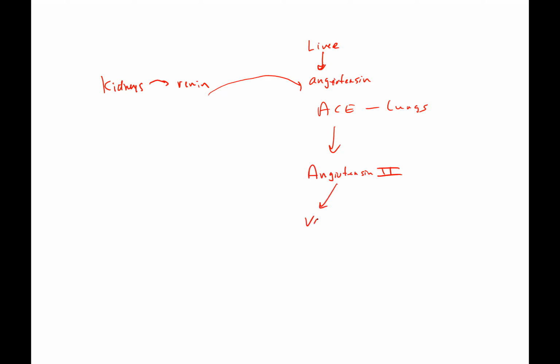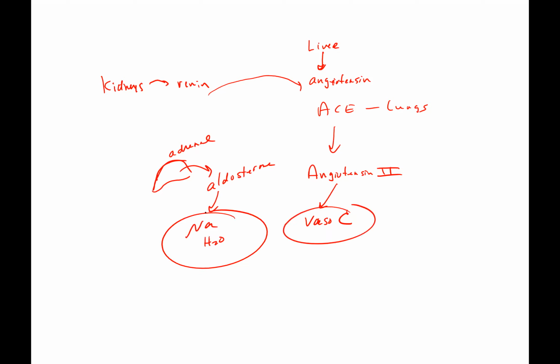okay, which is a vasoconstrictor, right, along with the adrenal gland, which releases aldosterone, okay, which will influence sodium and water retention. Okay, so that's kind of the quick version of your RAAS system. Vasoconstriction, retention of sodium and water.